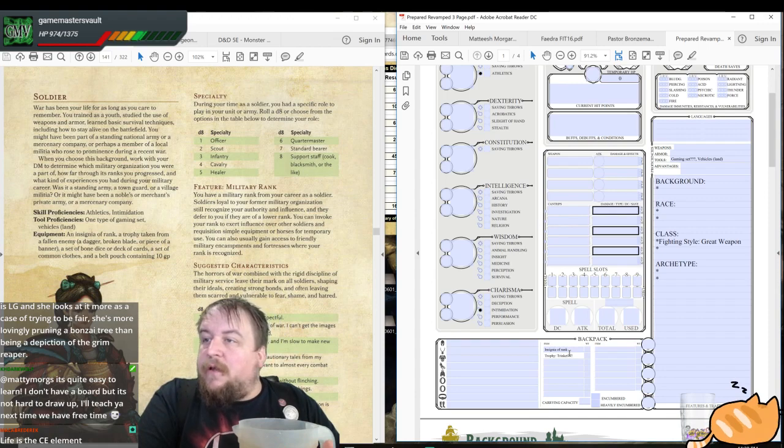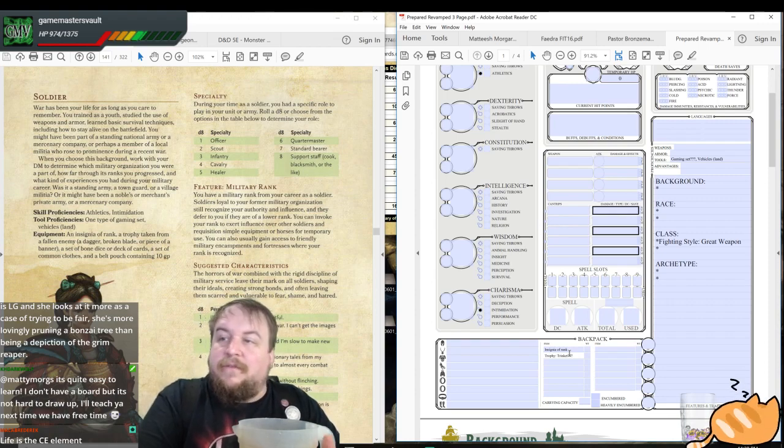Derek says, well, remember, in my game, Death is lawful good, and she looks at it more like a case of trying to be fair. She's more lovingly pruning a bonsai tree than being a depiction of the Grim Reaper. Life is the chaotic evil element.